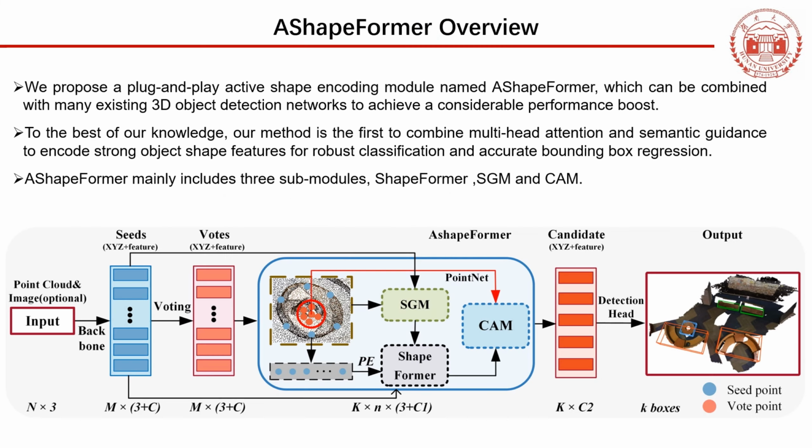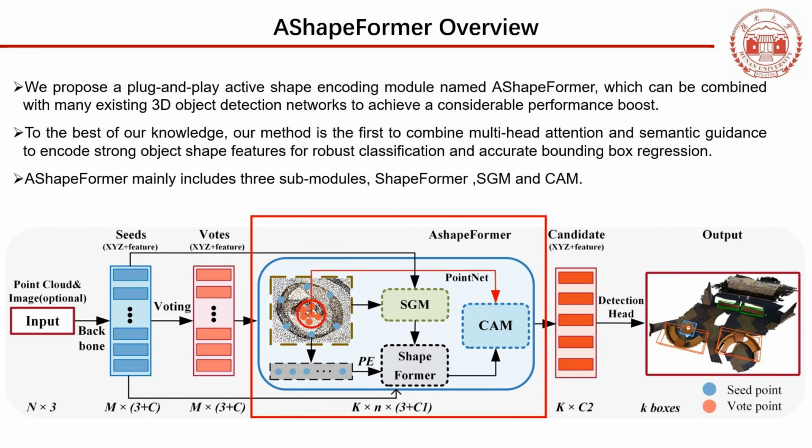Let's begin. First, we will give you a short 1-minute preview. We propose a plug-and-play active shape encoding module named AShapeFormer, which can be combined with many existing 3D object detection networks to achieve a considerable performance boost.